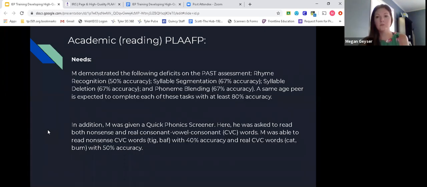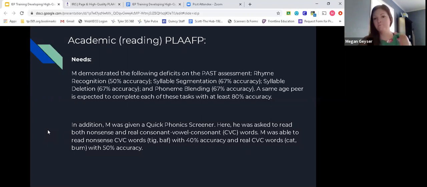So now we're going to go into the needs component, and this is based on the data that was collected. And I have in here the deficits, the needs given after the student was given the PAST. And I have a breakdown of the subtests of the PAST where the student showed less than 80% accuracy. And then he was also given the Quick Phonics Screener.